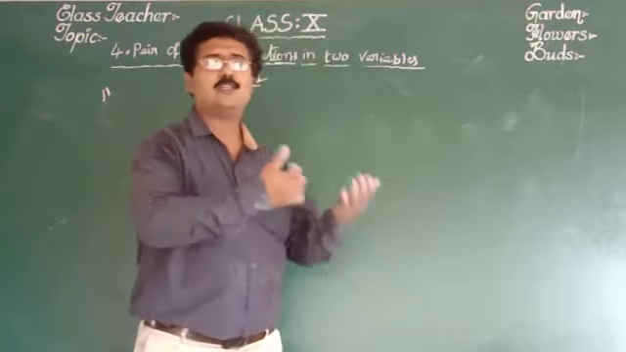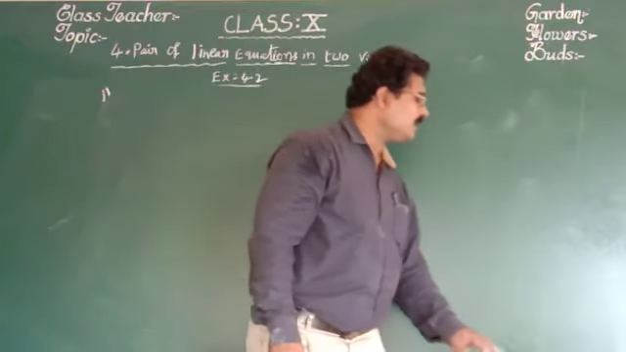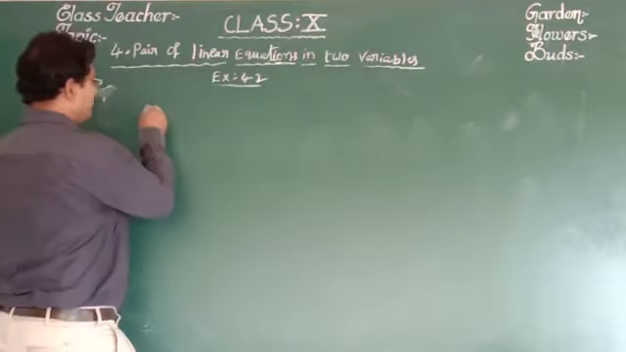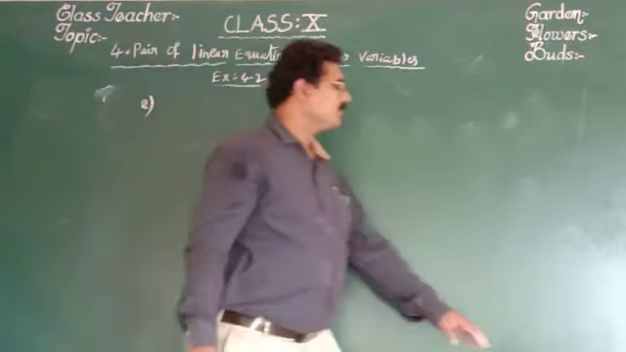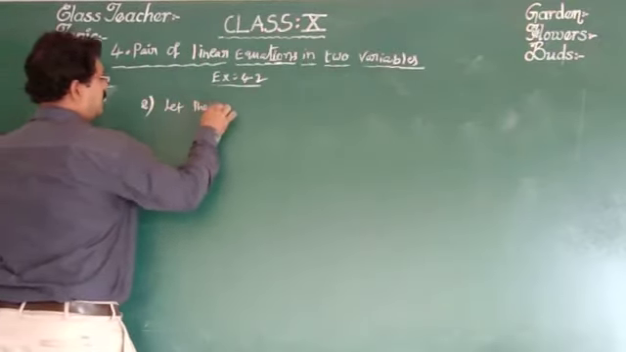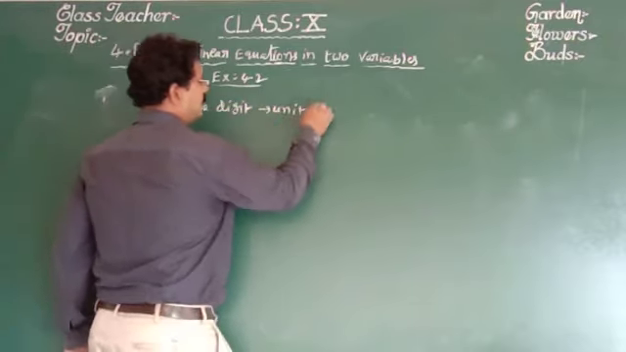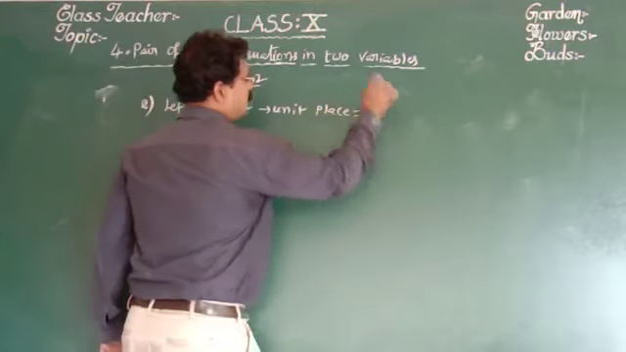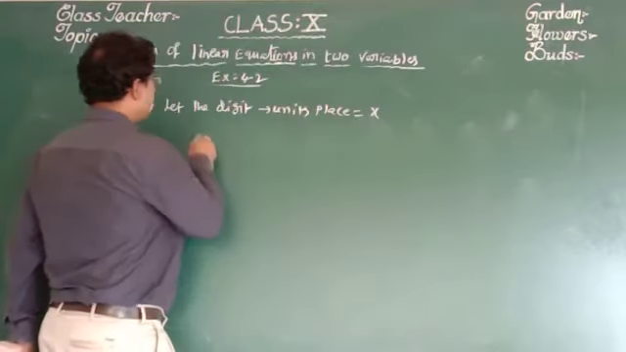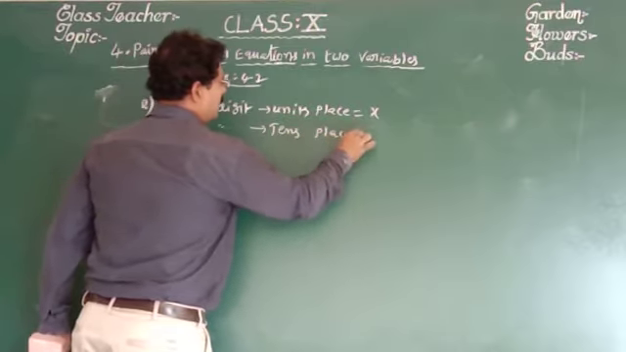Write the units digit and the tens digit so that it is easy to do the problem. This is problem number 2. Let the digit in units place be x, and the digit in tens place be y.